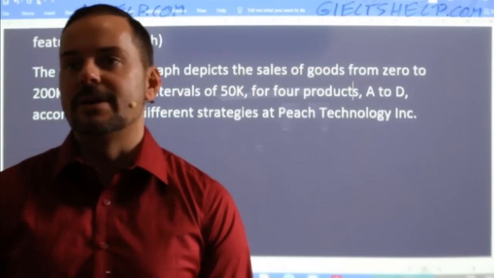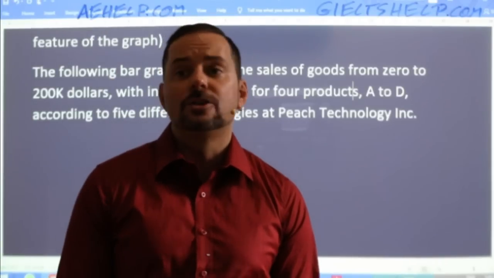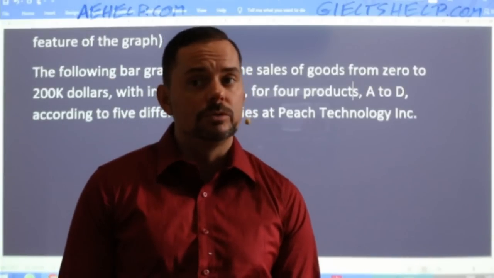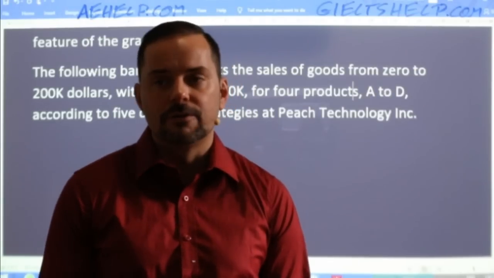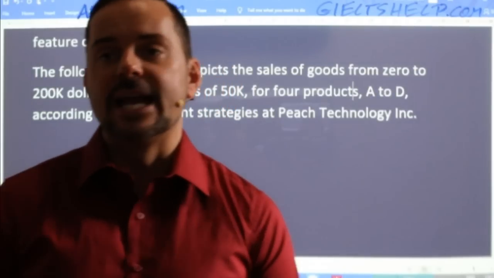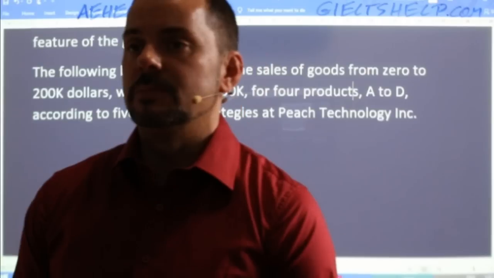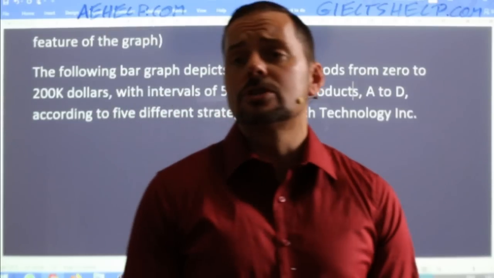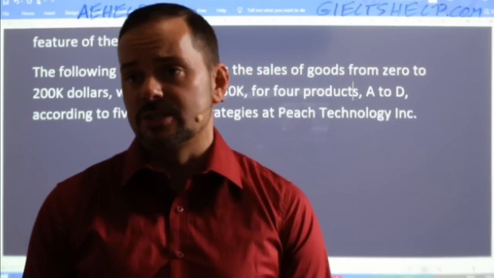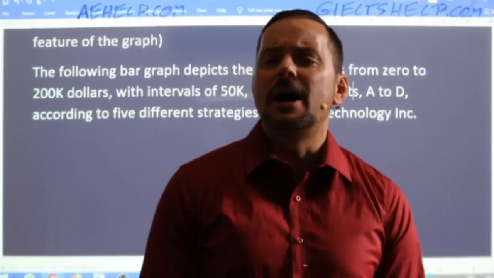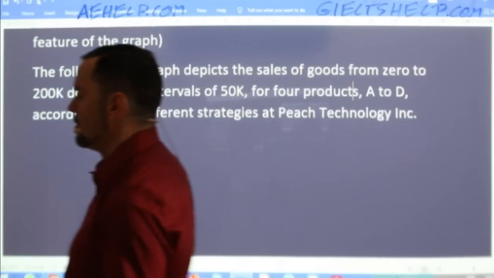Hassan says, the illustration depicts various commodity tactics for four products in Peach Technology Inc. and the unit measured is dollars. Dollars is the unit with $50,000 intervals. So careful, Hassan, with the y-axis definition. Make sure to be clear on that. Nice use of the word tactics, Hassan, for a synonym for strategies. Okay, tactics is good. Hassan, name the graph. So name that it's a bar graph.